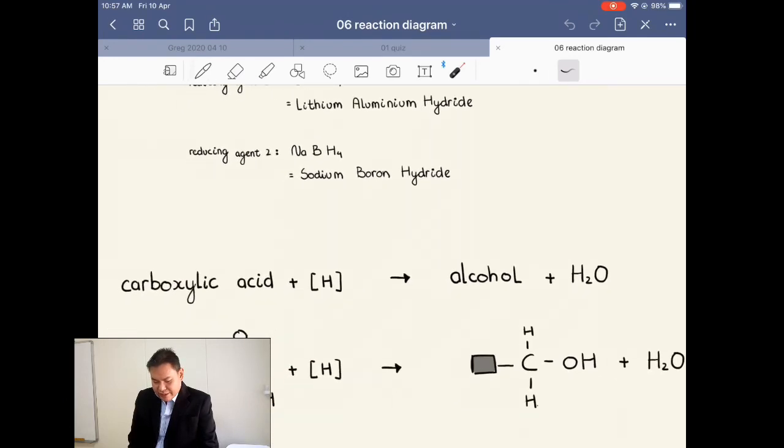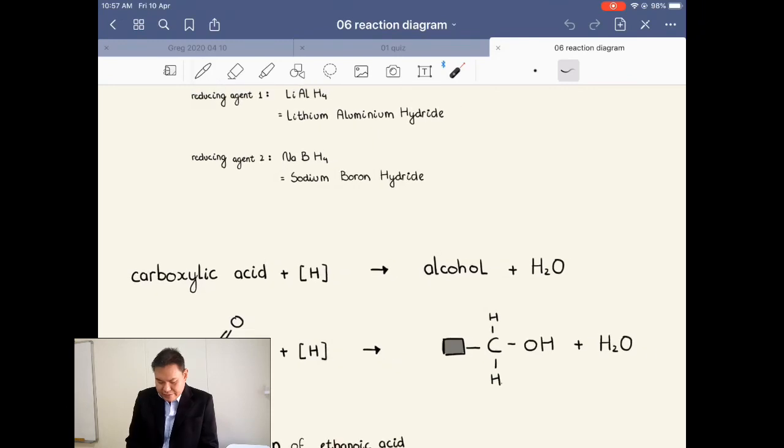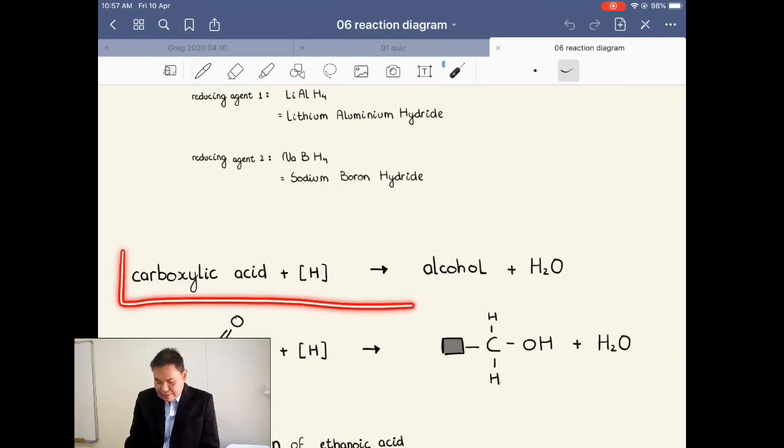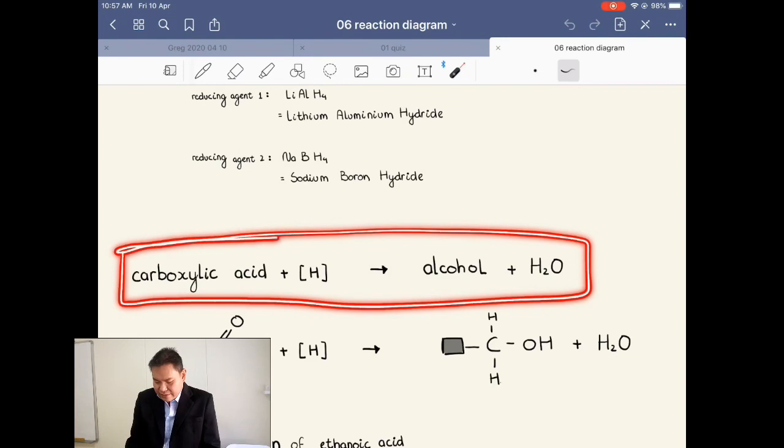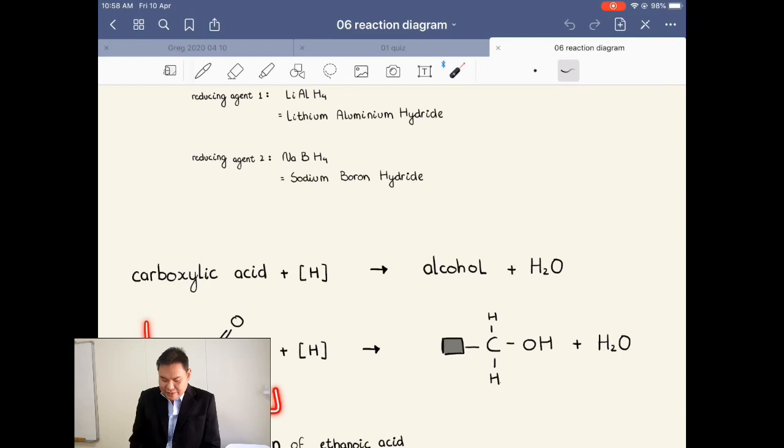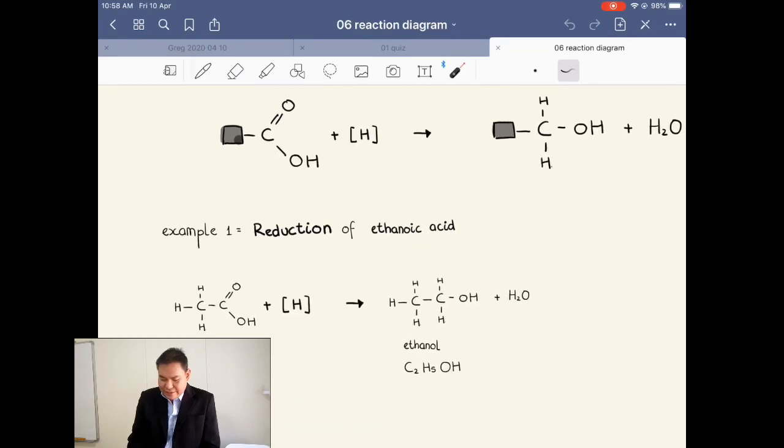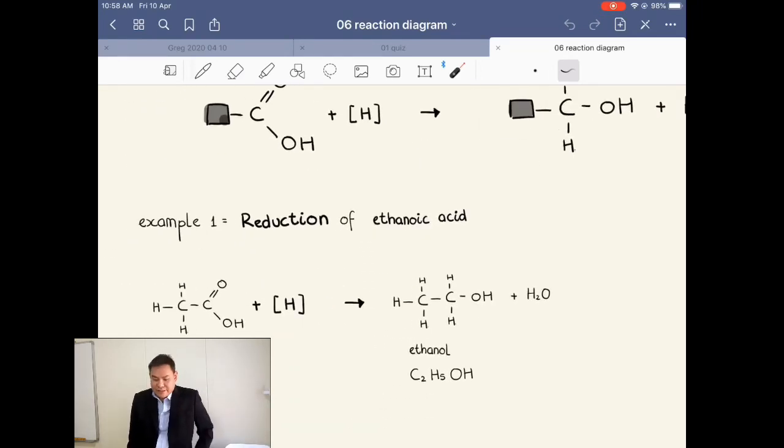You add that to carboxylic acid, then you have this reaction pattern. Carboxylic acid plus the reducing agent, then you get alcohol and water. This is the pattern. Something COOH, the box here means the part of organic substance that is not affected, then becomes alcohol. The example 1 is reduction of ethanoic acid.